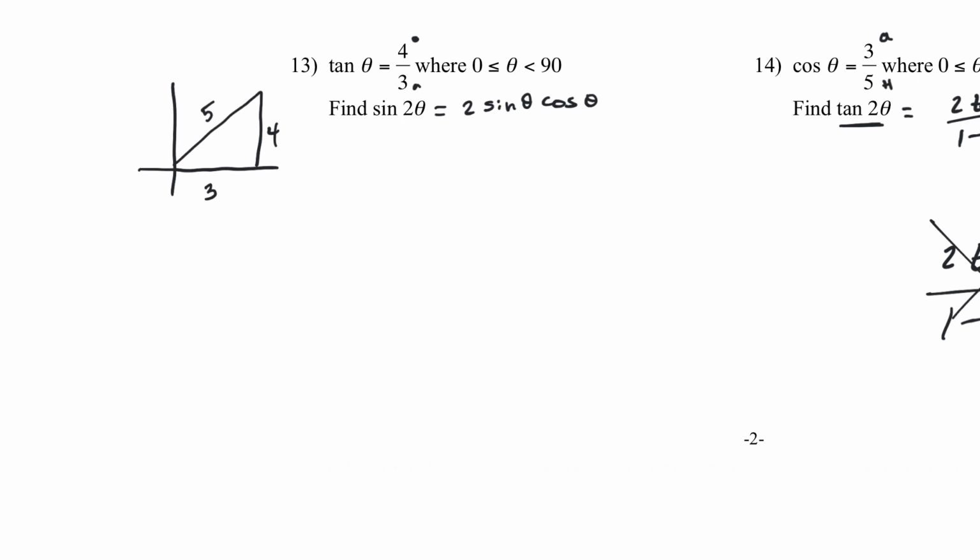This is easy enough. It's going to be 2 times the sine, which is 4/5, times the cosine, which is 3/5. And then I'm just going to multiply it out, right? 2 times 4 times 3, which is 24, over 5 times 5, which is 25. Remember that 2 is over 1. With fractions, you multiply the tops together, bottoms together, and leave it alone, or simplify if you can, but in this case, that's it. Which one would you like to try?